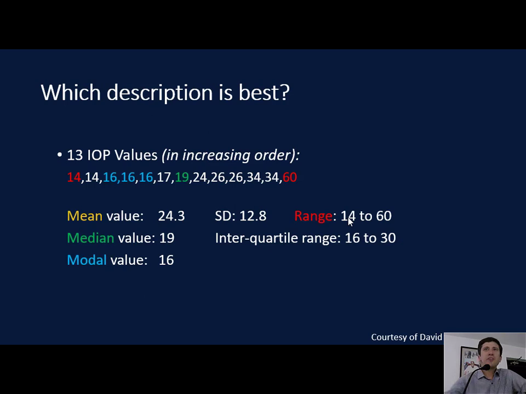So there's lots of ways to describe data. How do you decide what the best way to describe data is, or should you do it every way that I just named? And there are reasons to choose one or the other. If we look at this data set, sort of an imaginary data set of IOP values arranged in increasing order, we can see that we can easily identify the middle value or the median. We can look at the range and the upper value, the mode, the most commonly reported value. And we can also calculate an interquartile range, so 75%. So for the 25th to 75th percentile is going to be from 16 to 30.